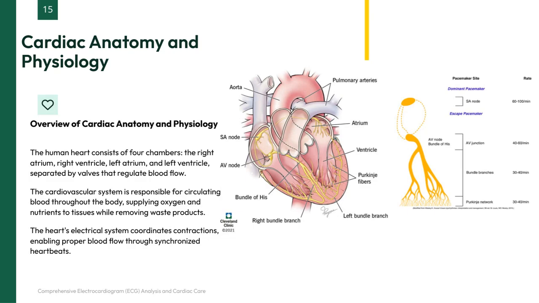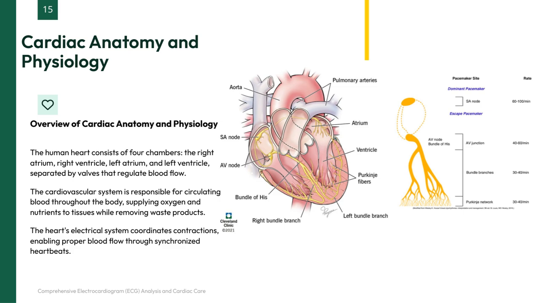The human heart is made up of 4 chambers, the right atrium and right ventricle, along with the left atrium and left ventricle. These chambers are separated by valves that ensure blood flows in the right direction and prevents any backflow. The cardiovascular system plays a crucial role in circulating blood throughout the entire body, delivering oxygen and nutrients to our tissues while also removing waste products.